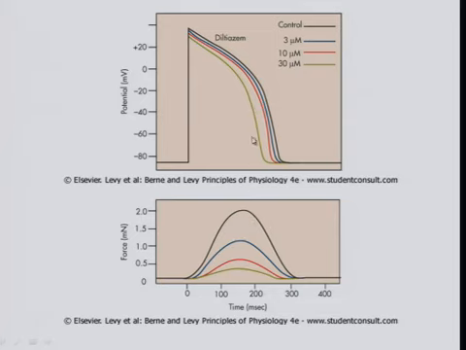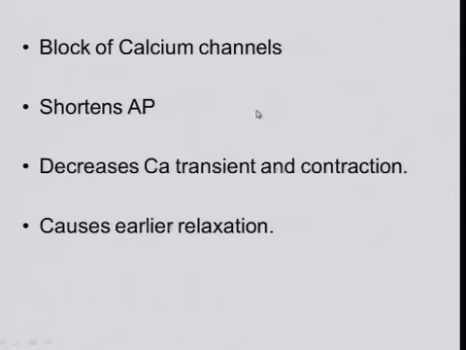So the action potential is getting shorter, and the calcium transient is occurring earlier in time because of that. And it's also relaxing earlier. So you're getting less release because you have less calcium-induced calcium release. You have it occurring at an earlier time, and you have it relaxing faster with block of the calcium channel. So this is how we know. It's one of the ways we can verify that it is involved in that process.